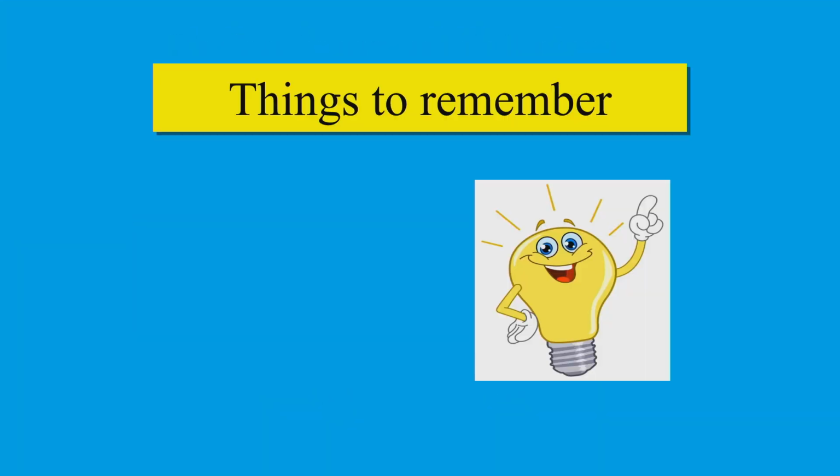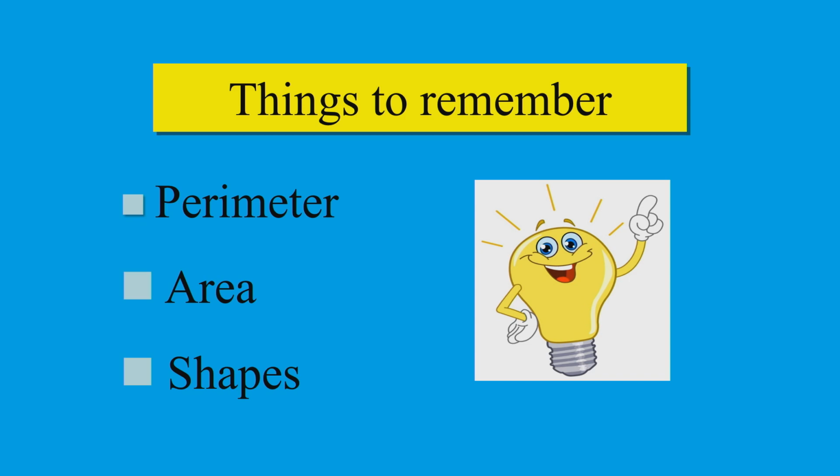Let's now have a look at things to remember in today's lesson. We have learned about perimeter and how it is measured, area and how it is calculated. Then we have seen how to measure the perimeter and calculate the area of different shapes in our daily life.